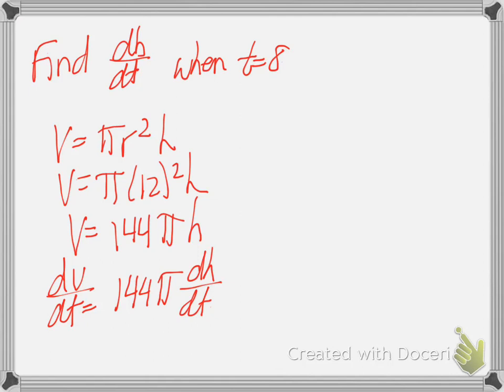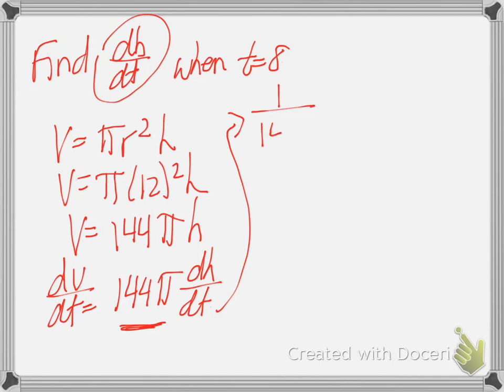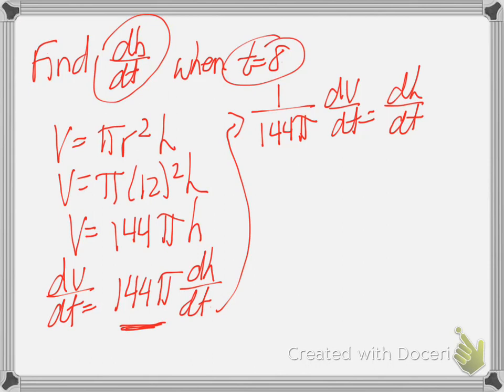Okay? Now here's the thing. We're trying to find dH over dt. So we need to move this 144 pi over to the other side, which is what I'm going to do. So 1 over 144 pi times dV over dt equals dH over dt. Okay, so now we're supposed to find this when t equals 8, but you can see that there's no t here.